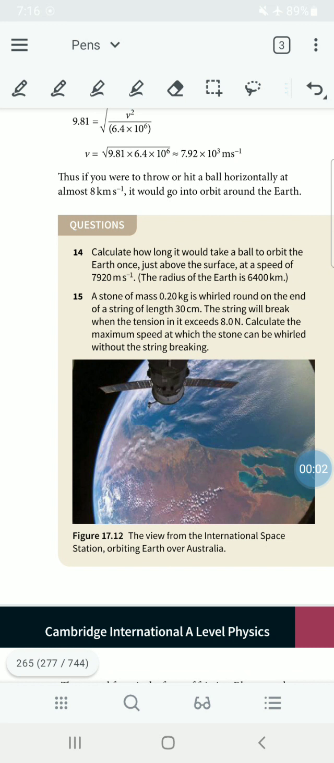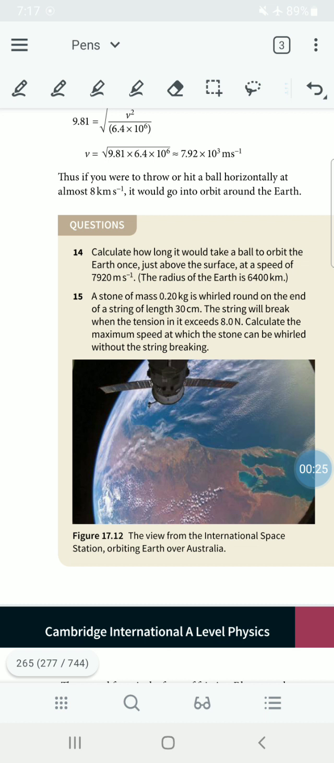Physics chapter 17, question number 14. Calculate how long it would take a ball to orbit the earth once just above the surface at a speed of 7,920 meters per second, and the radius of the earth has been given as 6,400 kilometers. So this is not exactly an equation question. This is rather a simple arithmetic question.